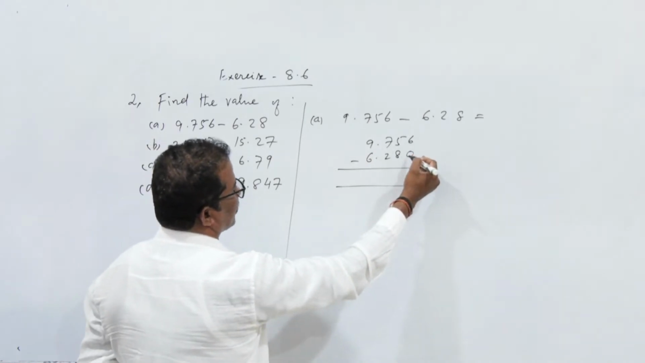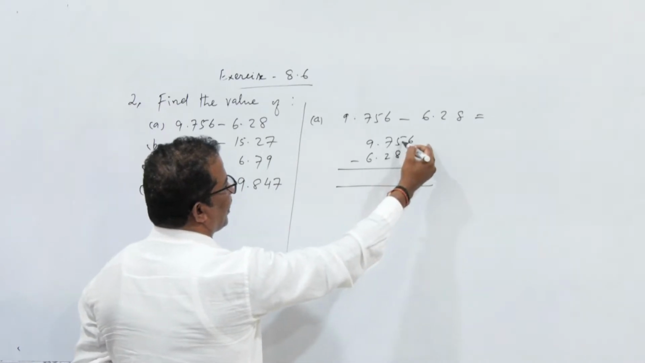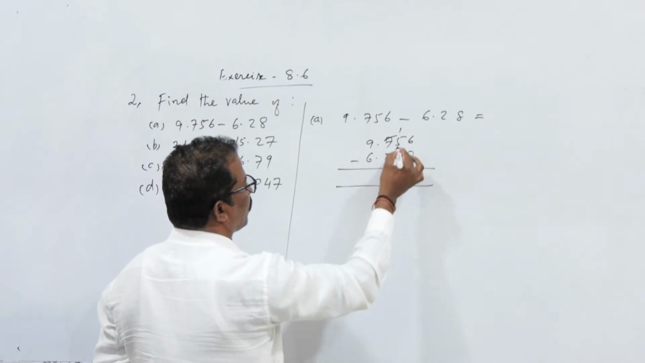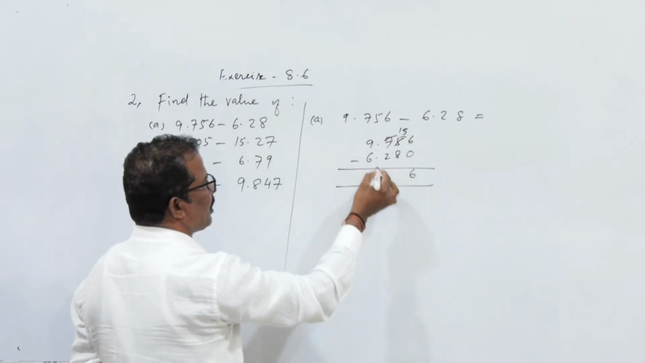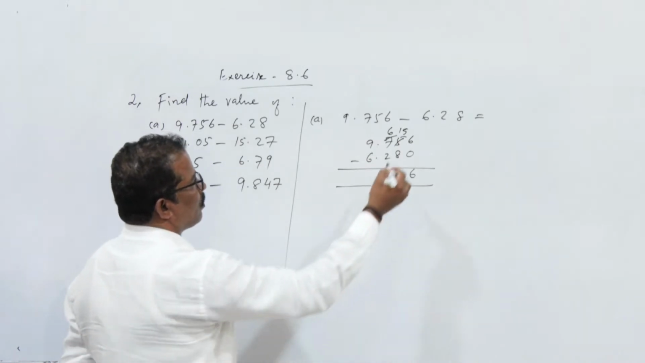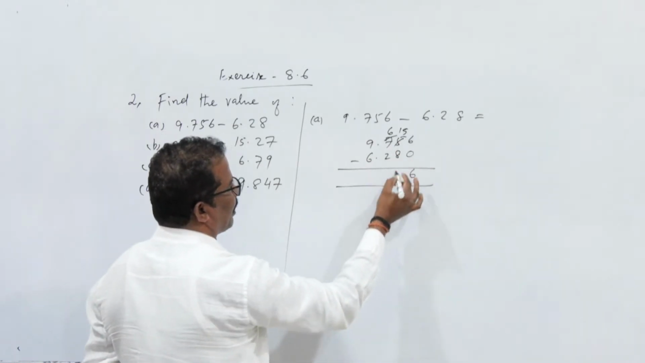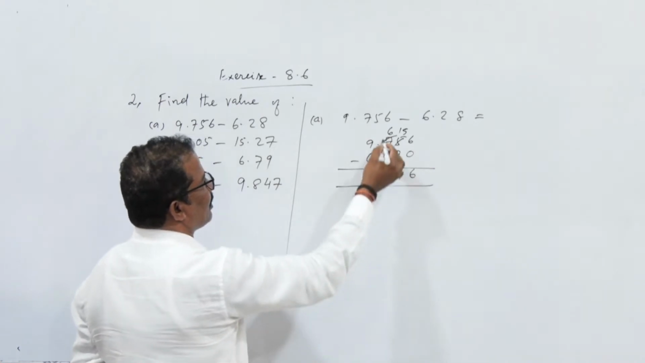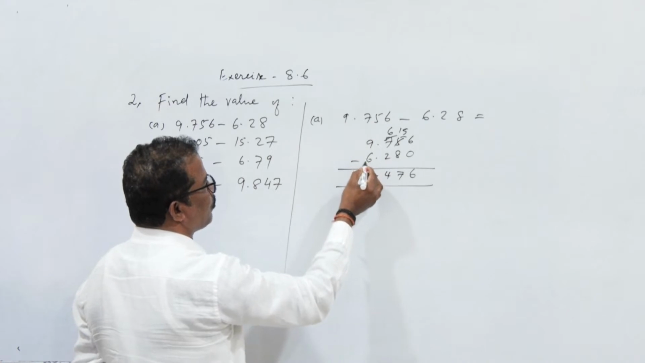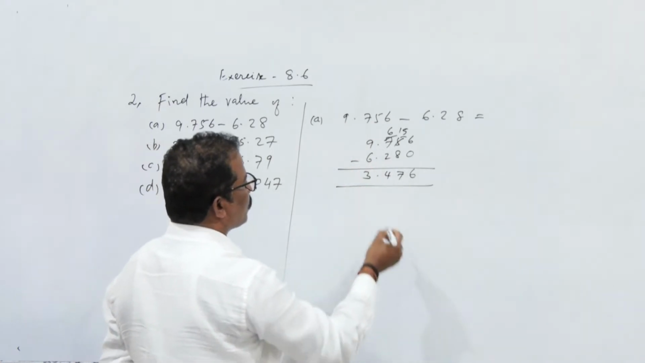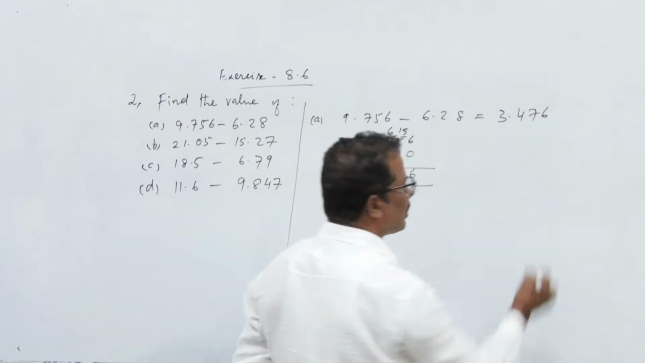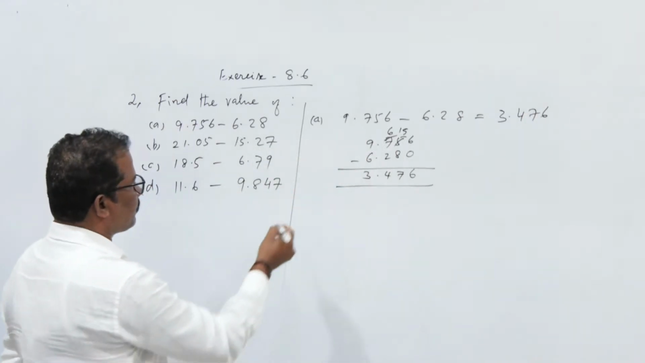From 6, if you subtract 0 it means 6 only. From 5, 8 is not possible to subtract. We have to borrow. From this 7, one number borrowed. This 5 will become 15. From this 7, one given means how much remains? 6 only. Now you can see 15 minus 8 is 7 only. Then from 6 we have to subtract 2, that means 4 remaining. And from this 9, if you subtract 6 means 3 remaining. So what is the difference we got here? That is 3.476. Understand?